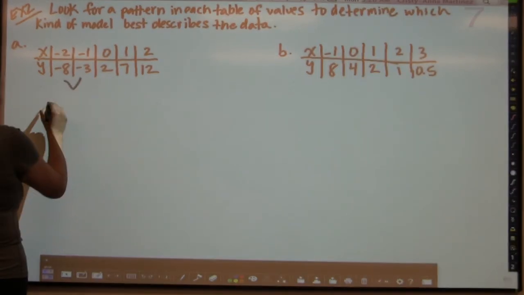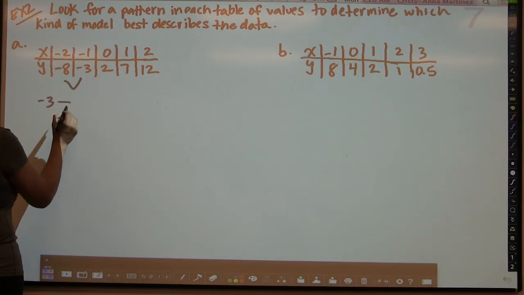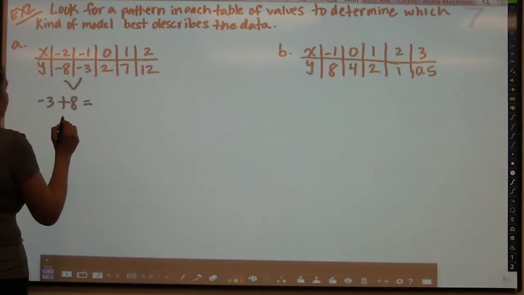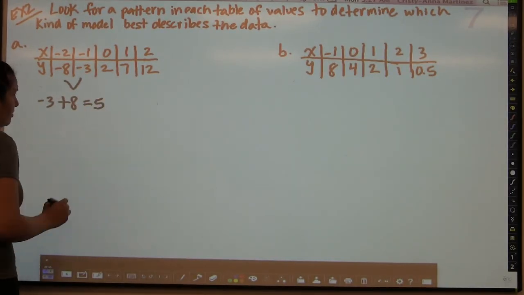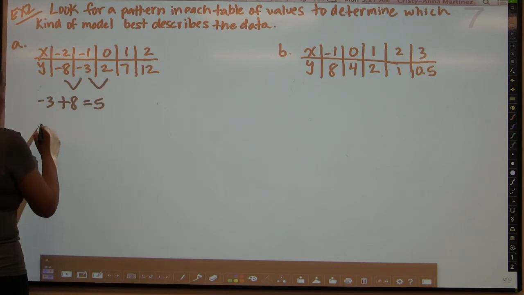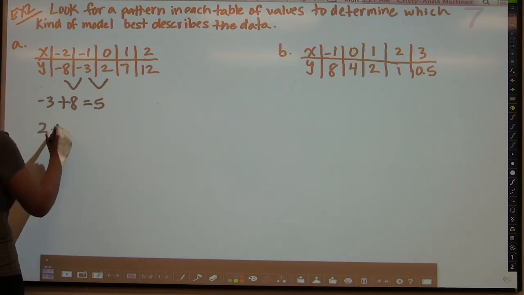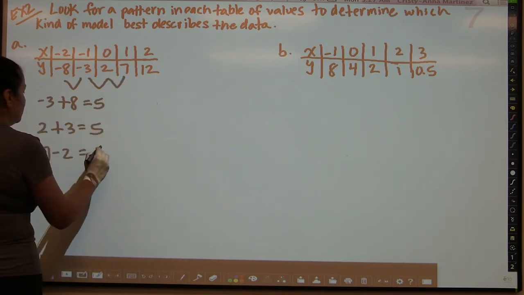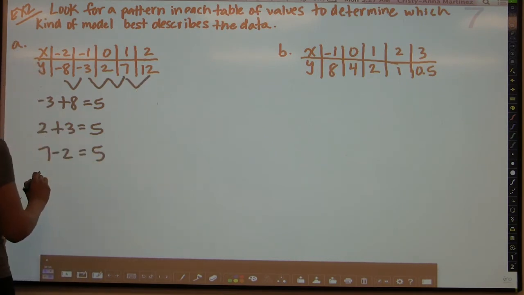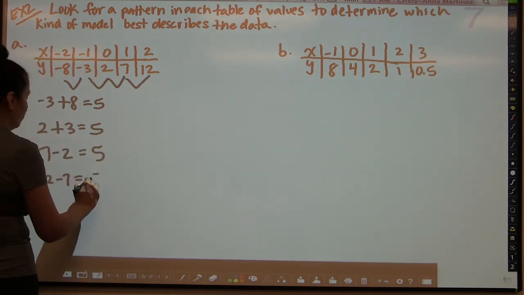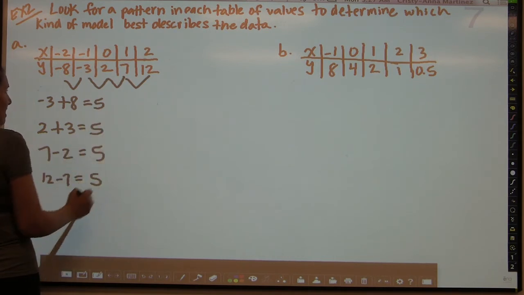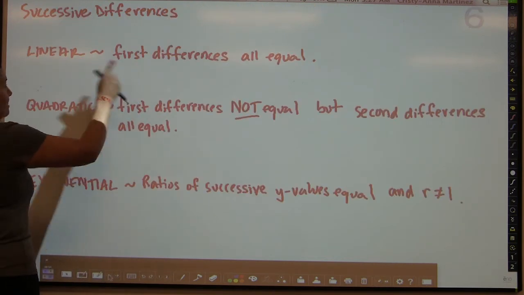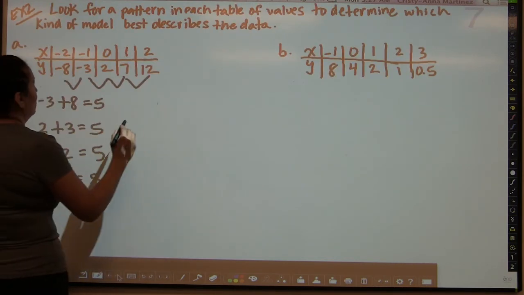So to find the differences, you're going to go -3 minus -8, which is +8, and you're going to get 5. You do the same thing for the next two: 2 minus -3, or 2 plus 3, which is also 5. Then 7 minus 2, which is 5. And then the last successive difference is 12 minus 7, which is also 5. So what you're seeing is that all of these values are the same. These are called first differences, and they're all equal, and that means that it's linear. So our first example here is linear.